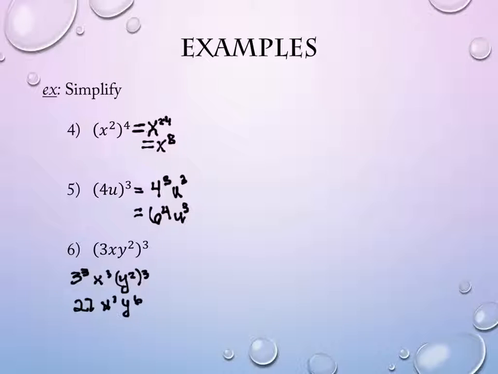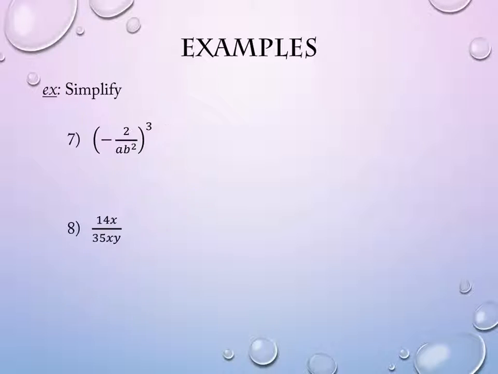Very well done. 27 x cubed y to the 6th. Does anybody have any questions about these 3? Places where you're not sure how that happened. Okay. Let's try 2 more, 7 and 8. These are a little different because they're fractional.